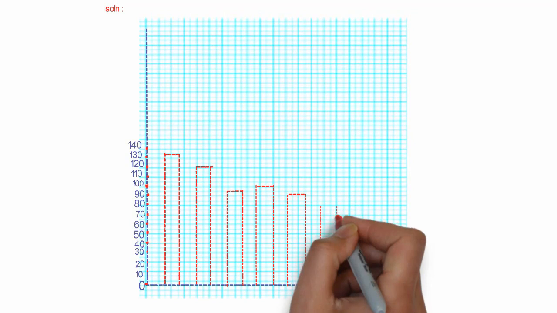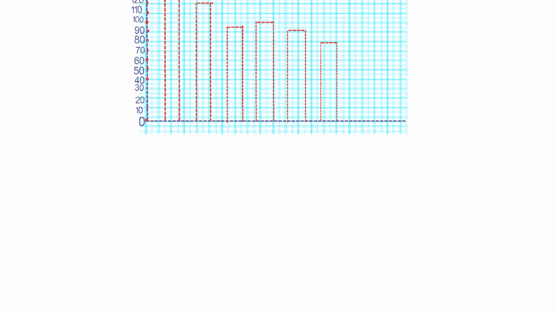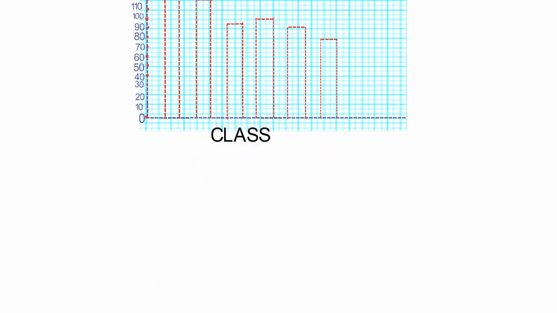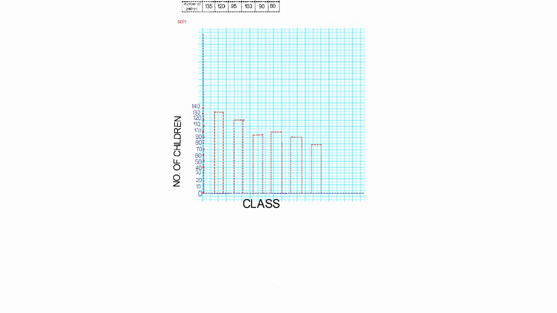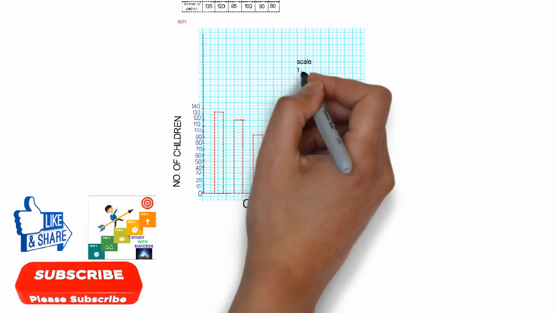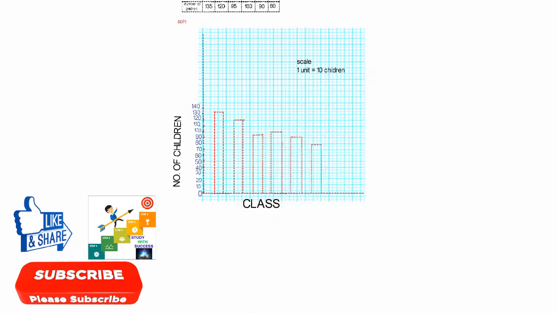the 10th class. So x-axis is denoting the classes and the vertical line is denoting the number of children. Here scale means gap. What we have taken is 1 unit equal to 10 children. So this way student we can draw the graph.